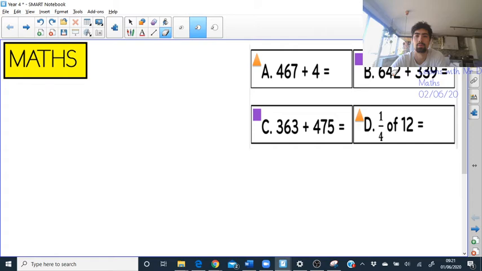Again, two 3-digit numbers. So I'm going to maybe label my columns just to make sure I put everything in the right place. I've got 642, and I'm adding 339. I'll try and do an expanding method as well for you guys if that's what you've been doing. I always forget to put my symbol, so make sure you always put your symbol down.